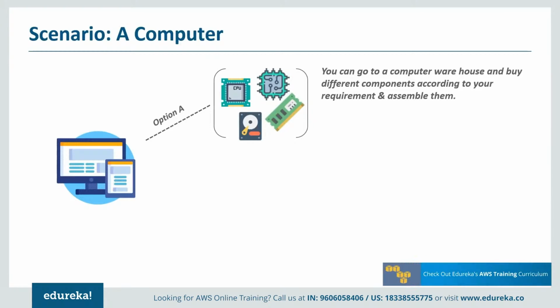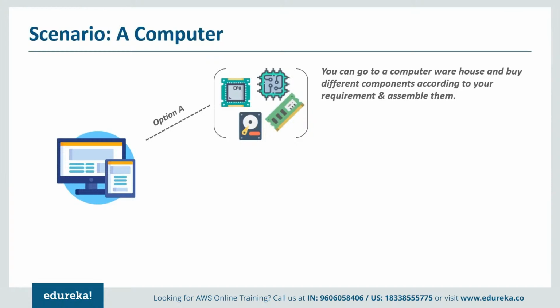Computer warehouse is a place where you have different components of computer laid out in front of you. Like you have CPU, motherboards, router, disk drive, modems, and many other components. You can choose whichever component you need and assemble them and form a brand new computer. This is similar to a situation where you try to deploy an application without using Elastic Beanstalk.